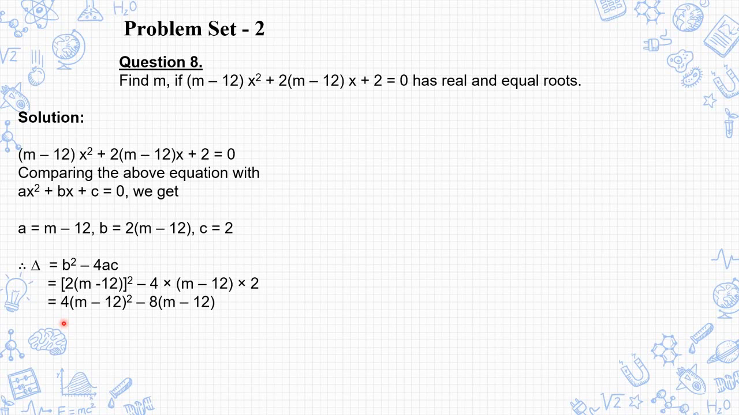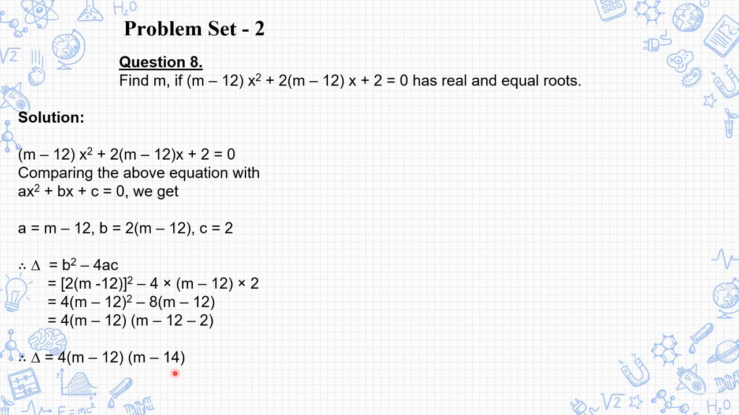Now if we just simplify this, we get 4 into (m minus 12) the whole square. So if we are squaring the first term, 2 square is 4, and (m minus 12) the whole square, minus 4 into 2, that is 8 into (m minus 12). Now we'll just take (m minus 12) common outside. 4 and (m minus 12) common out. So when we take 4(m minus 12) common out, inside the bracket we'll get m minus 12 minus 2. So here if we just solve this, we get 4 into (m minus 12), and this will be (m minus 14).